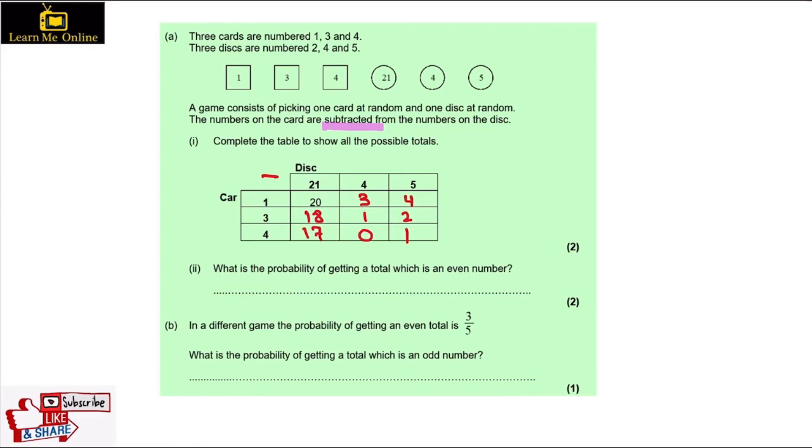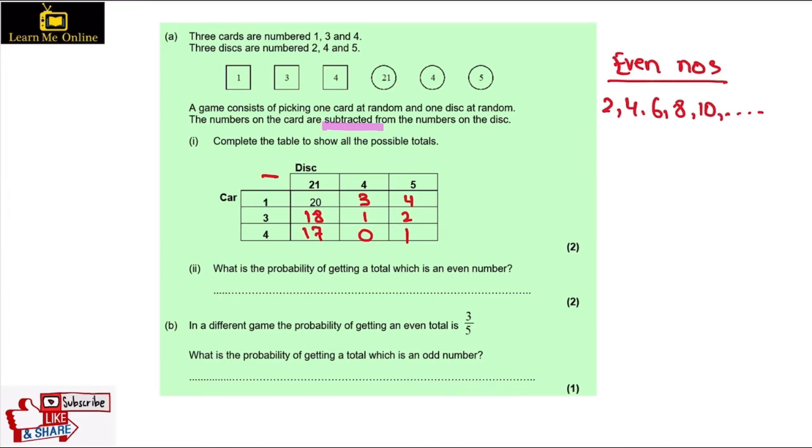Now let's read the next part, and that's for 2 marks. Now the next part says, what is the probability of getting a total which is an even number? So here I'm going to write down what the even numbers are. Here's the list of some even numbers, which is 2, 4, 6, 8, 10, and there are more. We're going to highlight the even numbers now.